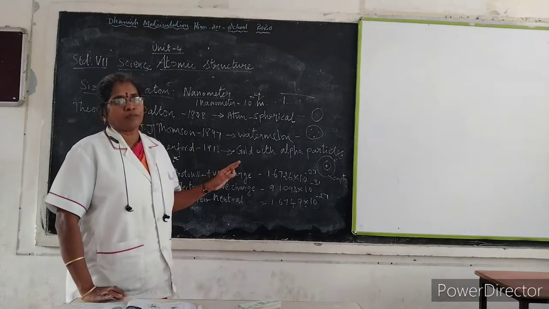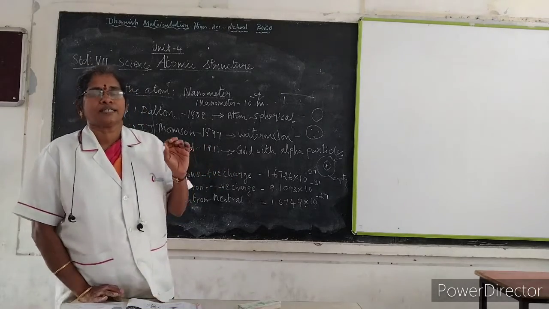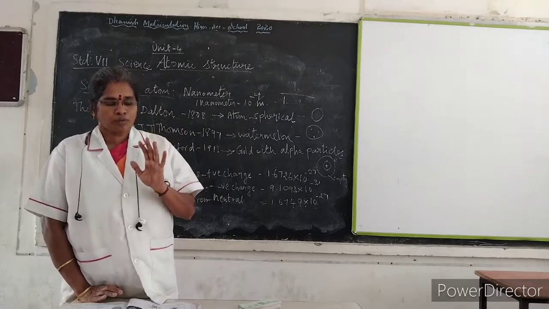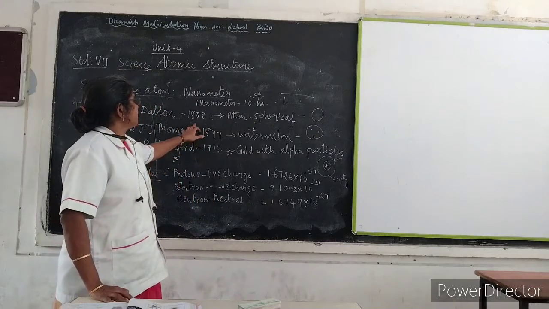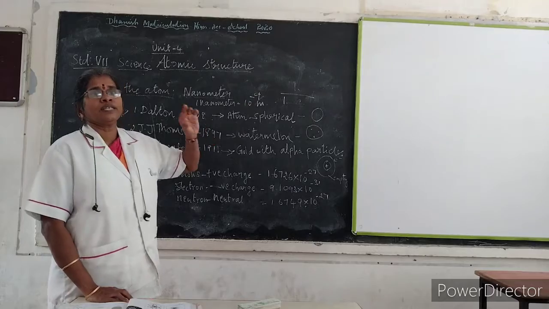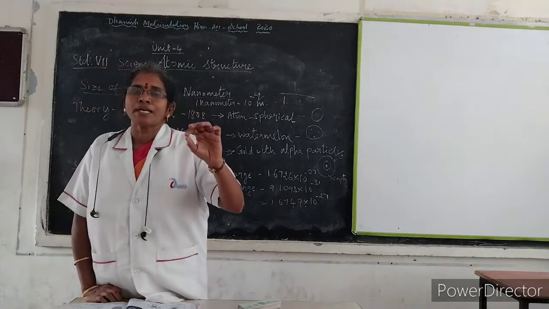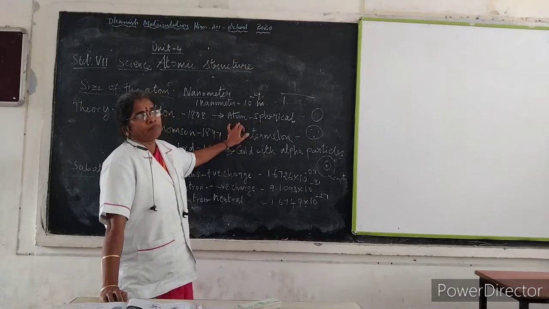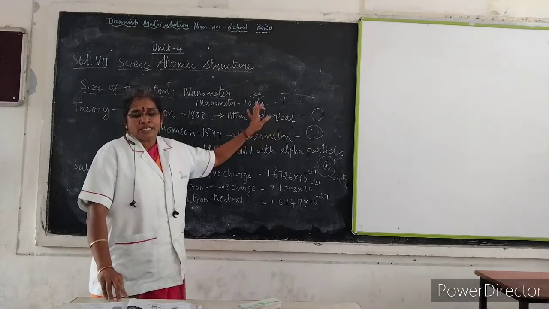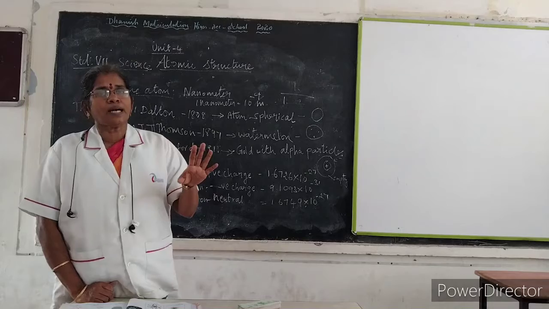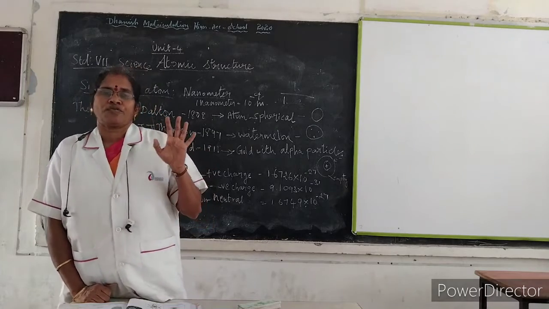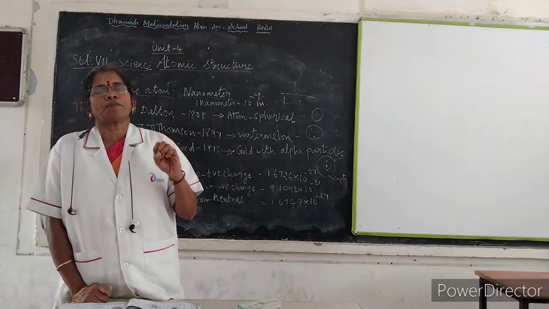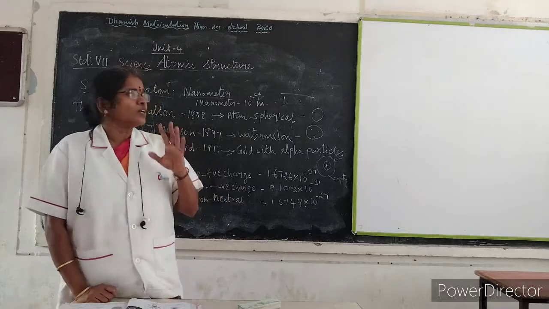So Dalton proposed the theory named Dalton's atomic theory in the year 1808. He told that each and every matter is made up of small particles. The name of the particle is atom and it is spherical in shape. He didn't tell anything about the charges of an atom. He failed to explain about the charges of the atom.